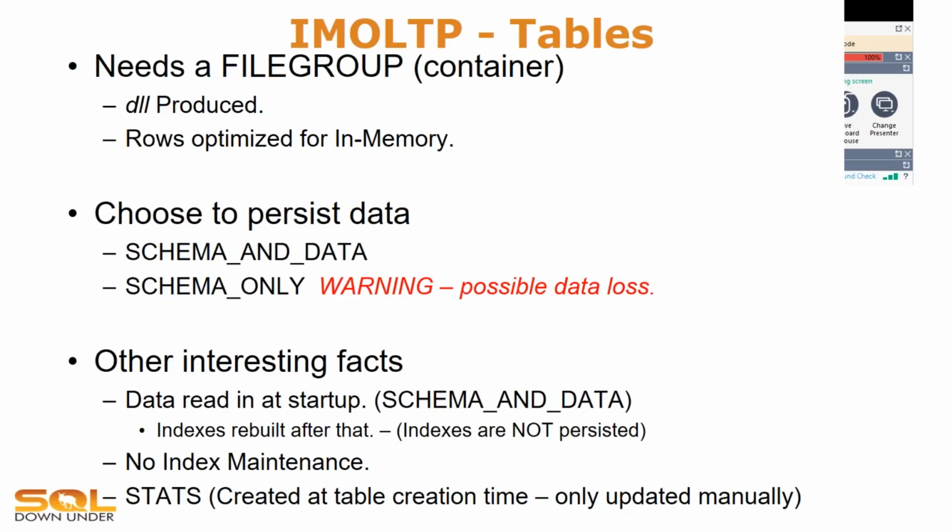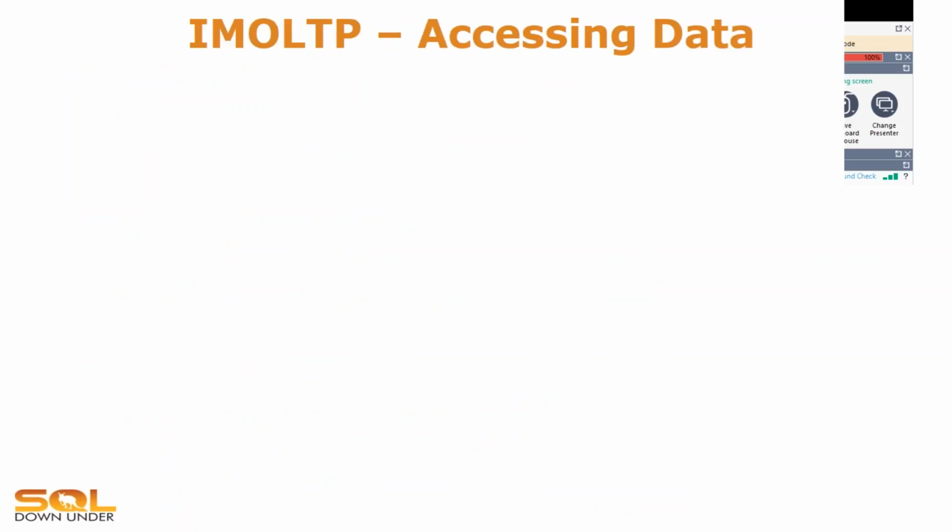2 notes I put down the bottom there. I put no index maintenance. Basically, fragmentation in in-memory tables is a thing of the past. Stats need to be updated manually. They're created at table creation time, but obviously at table creation time we have no data in our database. As data is added continually, what happens with a traditional table is that the stats are updated in line with a certain algorithm. That doesn't happen in in-memory tables. It's left totally up to you to update the statistics when you want to update them.